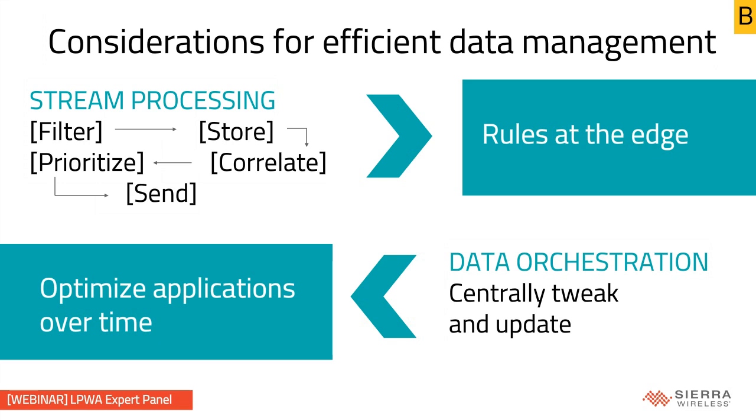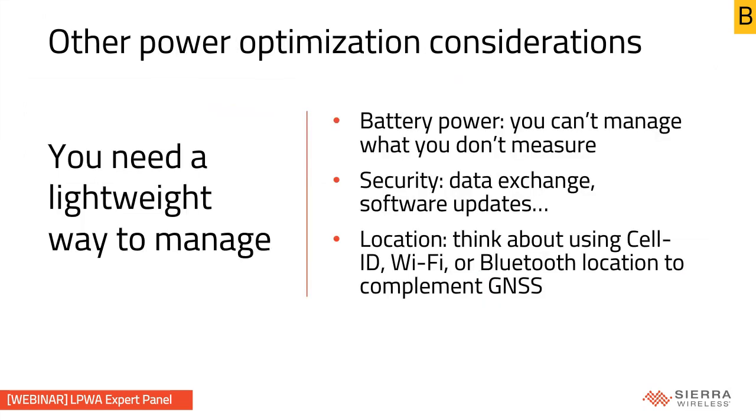So these are a couple of architectural considerations around data management. If we move to the next point, this is just to recap some other power optimization considerations in our real world LPWA deployments. First of all, with battery power, you can't manage what you don't measure. So we want to make sure that we have a way, not only locally on the device but actually in our cloud, to measure and monitor battery power at the edge.